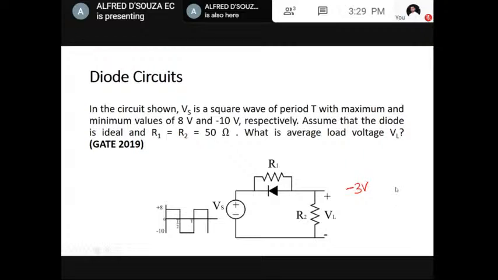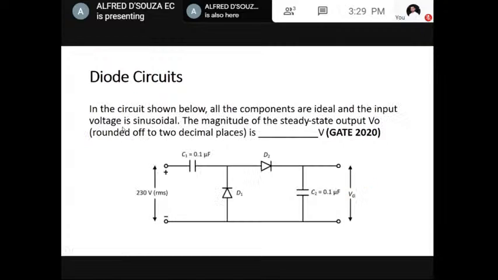One more typical question that comes in the GATE examination is this one. This question was asked in GATE 2020. Once again, this was a numerical answer type. That means options are not given. You are supposed to enter the values, so you'll have to calculate this very carefully.